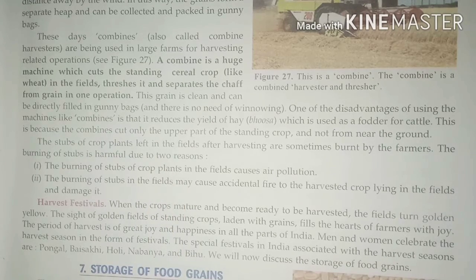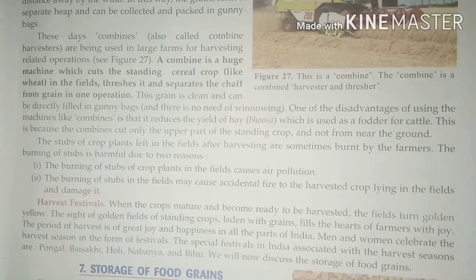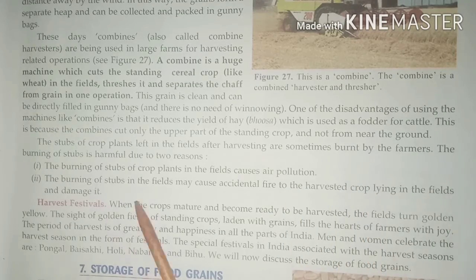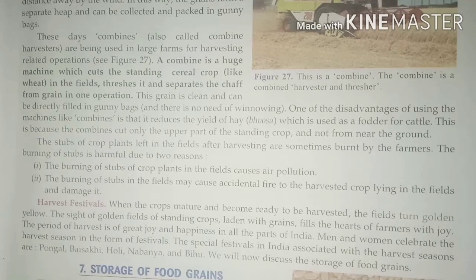What are the reasons? Now we are going to see. The burning of stubs of crop plants in the field causes air pollution also. The burning of stubs in the field may cause accidental fire to the harvested crop lying in the field, and it may damage it. What happens when some crops are kept in the field? It may get burned also.